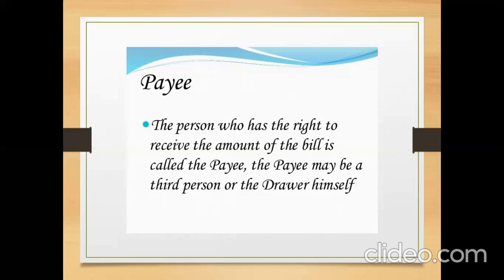The third person is the payee. The person who has the right to receive the amount of the bill is called the payee. Most of the time, the payee is the drawer himself, but sometimes the drawer endorses the bill to his creditor. So, in this case, the payee can be a third party or a third person.